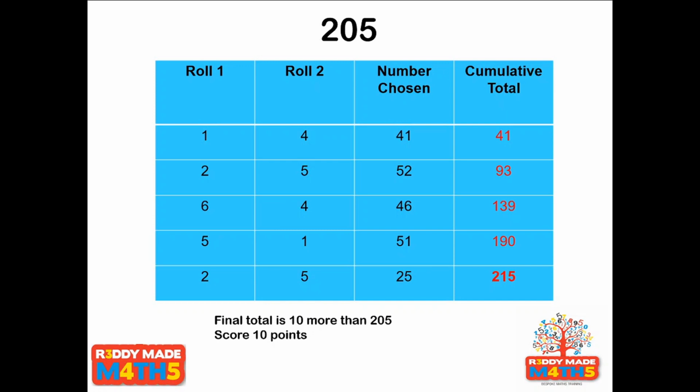Again, that leaves us quite a nice lot of options from there for the final roll. As it turns out, it was a 2 and a 5. 52 would have sent us way over, but with the 2 and 5, we make 25. That means that we end up on 215.